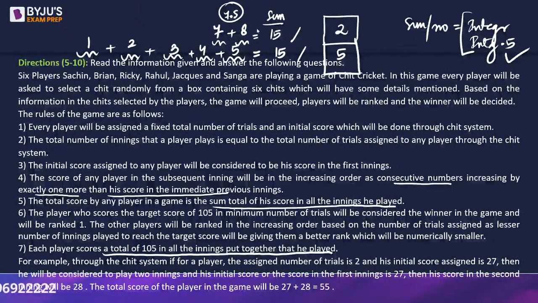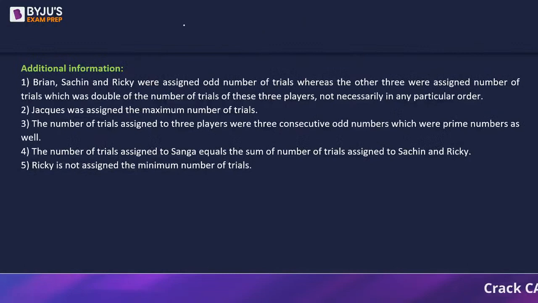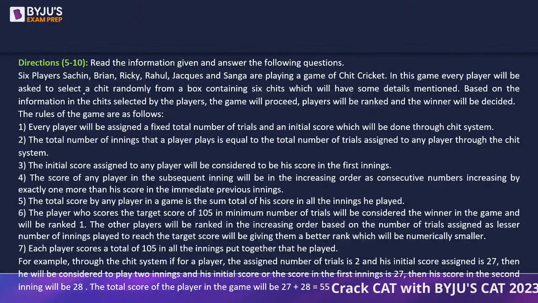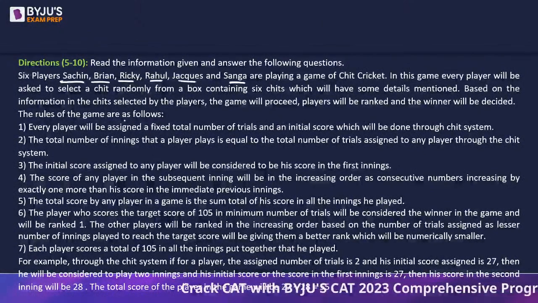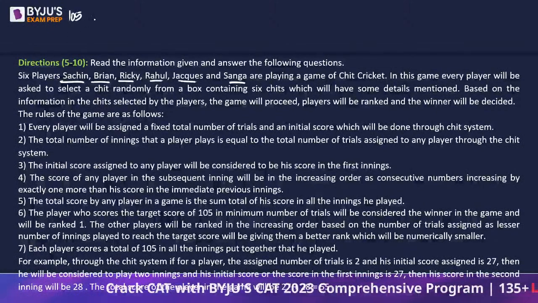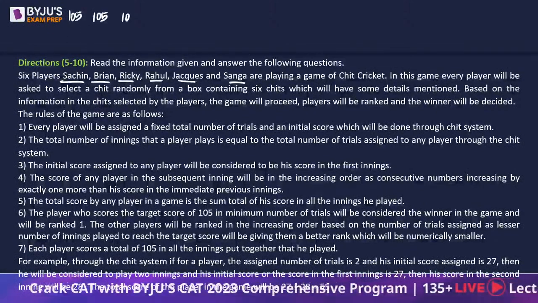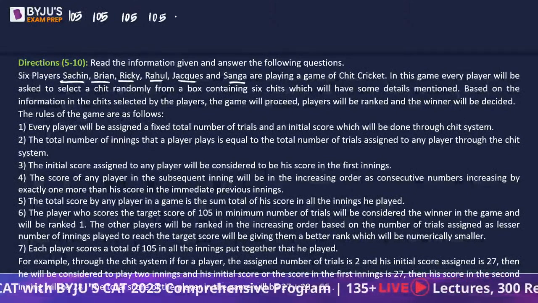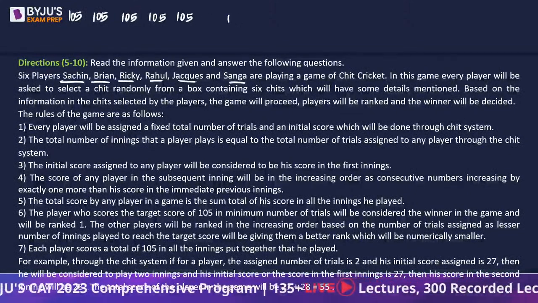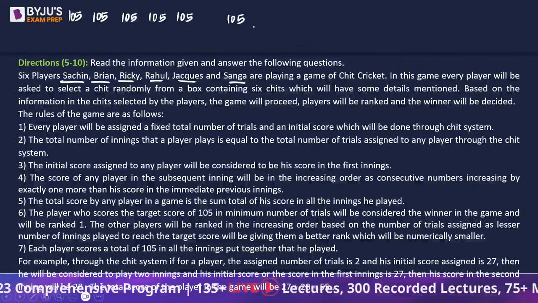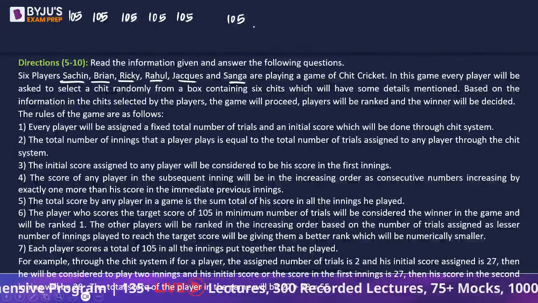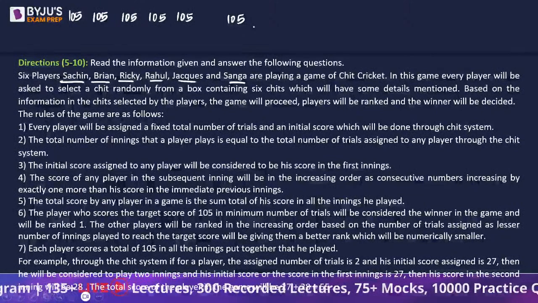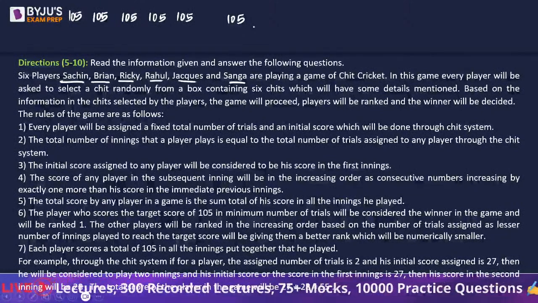ठीक है. So what this question is all about, तो मैं आपको बता देता हूं कि हमारे पास ये 6 बंदे, ठीक है. We have these 6 people: सचिन, ब्रायन, रिकी, राहुल, जैक एंड सांगा. हर किसी को सम बनाना है 105. जो कम से कम नंबर्स में बना देगा वो फर्स्ट. सेकेंड वो who will take next lesser number of steps. Third, who will take less number of steps.